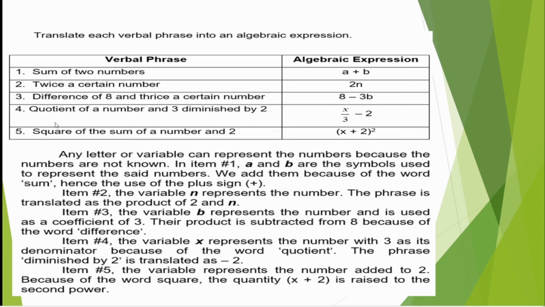For number 5, which is the square of the sum of a number and 2. So in item number 5, the variable x represents the number added to 2 because of the word sum. The quantity x plus 2 is raised to the second power because of the word square. So we're going to have the quantity x plus 2 squared.